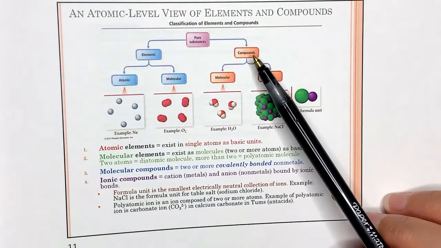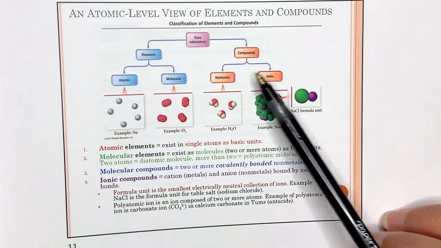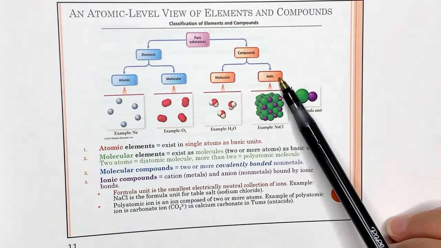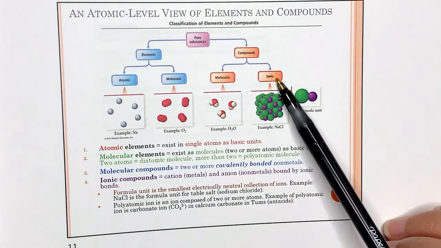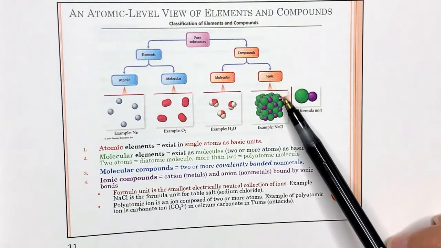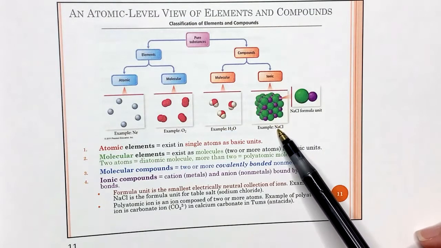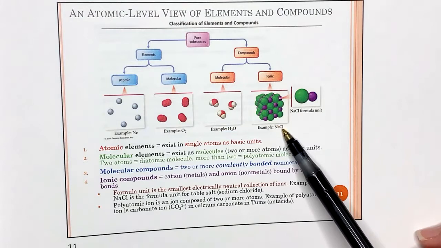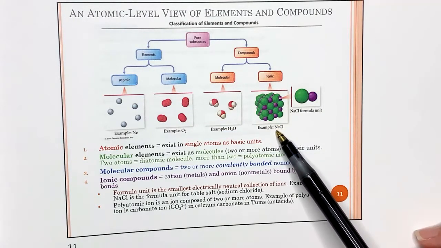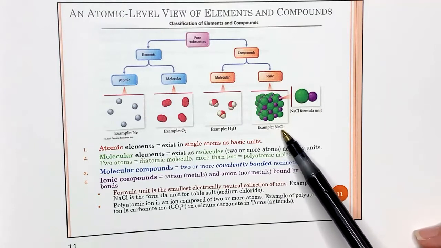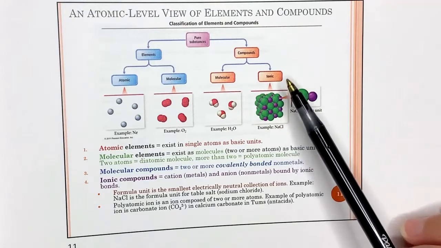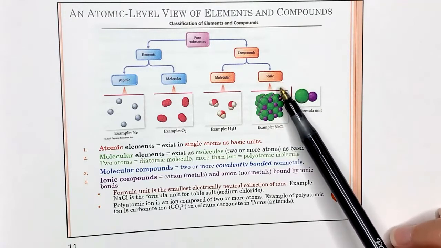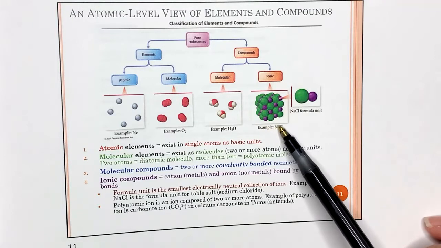Compounds are where you have an ionic compound or a molecular compound. Ionic compounds come from ionic bonds, where you have a plus charge and a minus charge. For example, Na is a plus charge and Cl is a negative charge. That's group 1 and group 7, an alkali metal and a halogen. So this is a plus charge and a minus charge, so that makes an ionic bond. So this is an ionic compound right here.